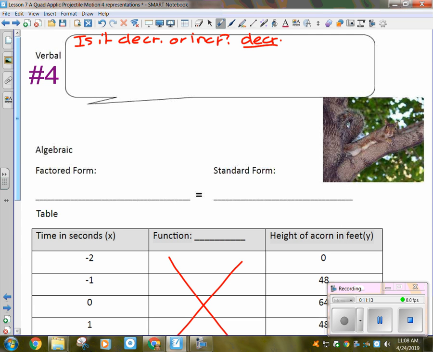This is the first question. I did ask a question. I pushed you. I prodded you. Everybody ready? I asked what? How high is the acorn? What's the answer to that question? 64 feet. Everybody knows how we got 64 feet?